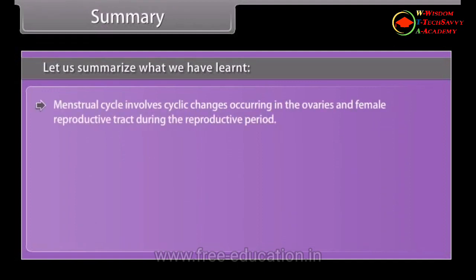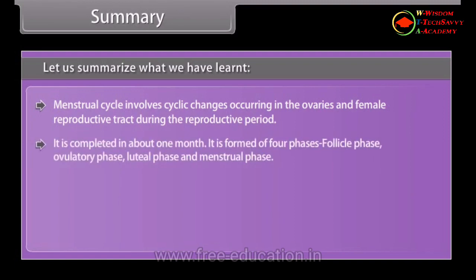The menstrual cycle involves cyclic changes occurring in the ovaries and female reproductive tract during the reproductive period. It is completed in about 1 month. It is formed of 4 phases: follicular phase, ovulatory phase, luteal phase, and menstrual phase. It starts at puberty and permanently stops at menopause.